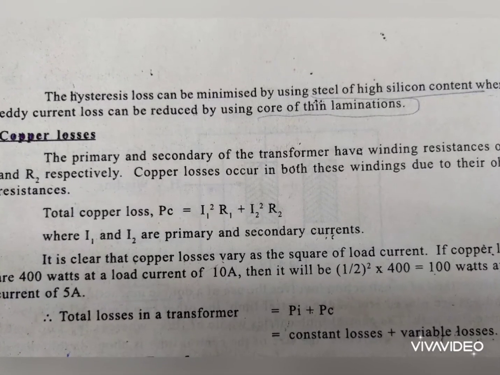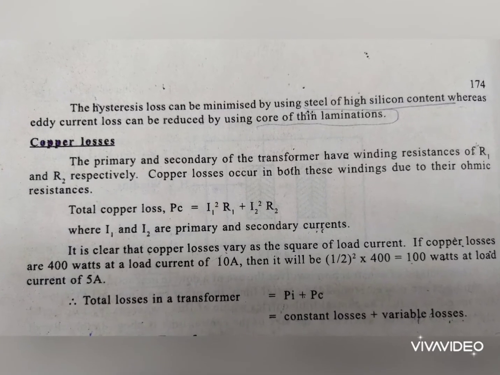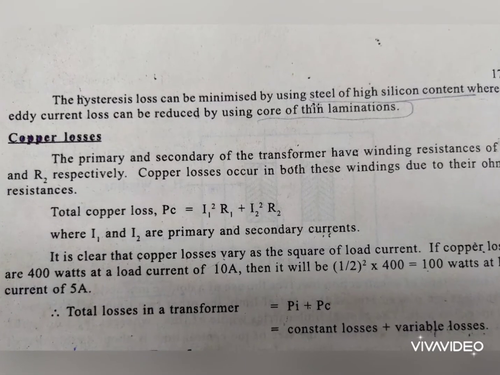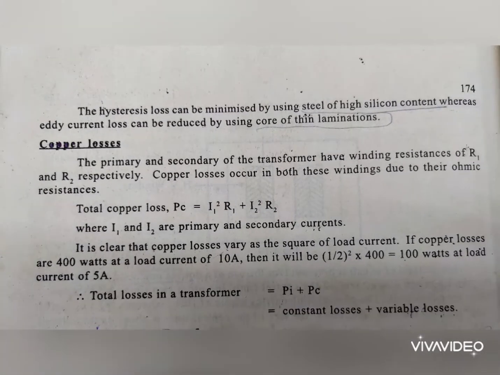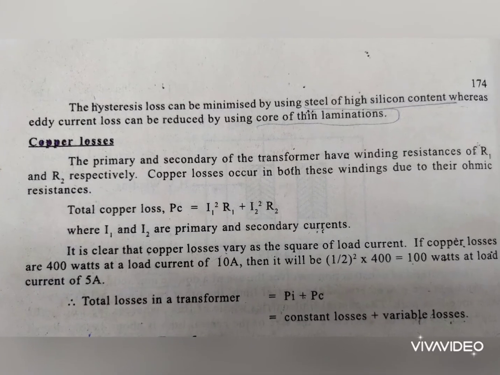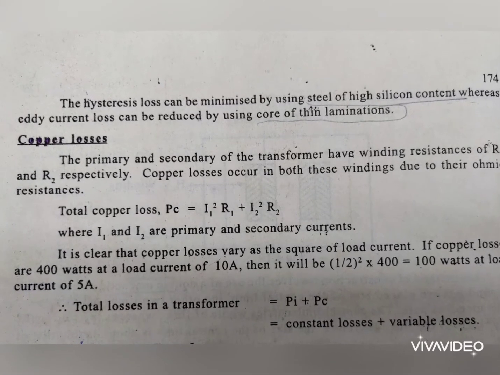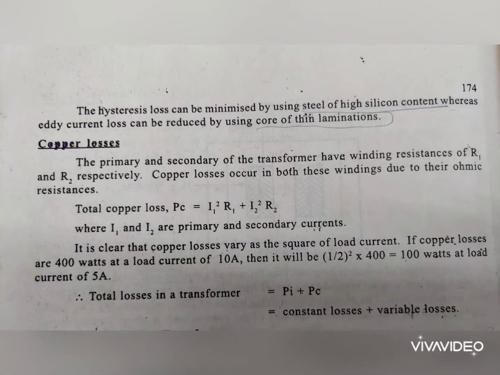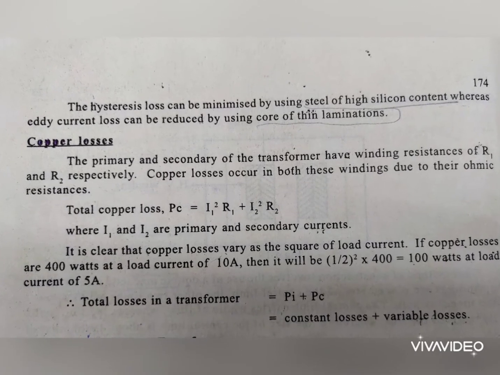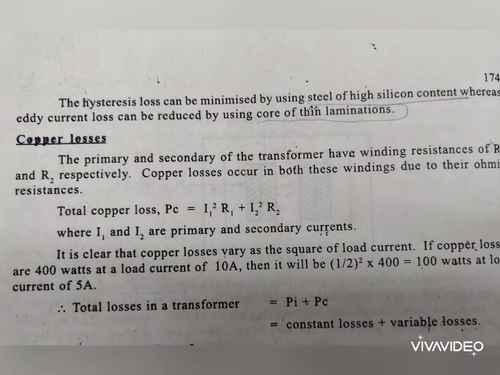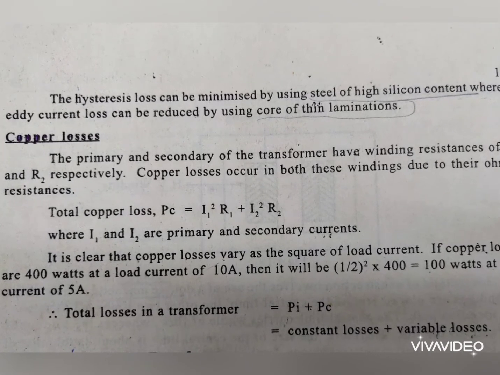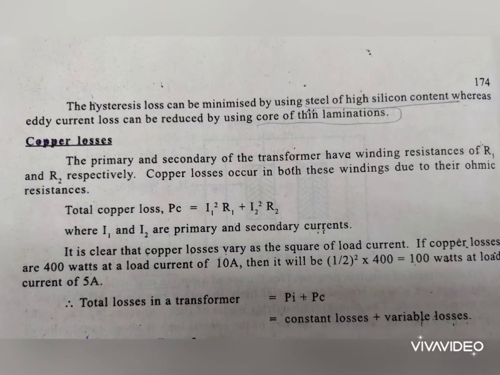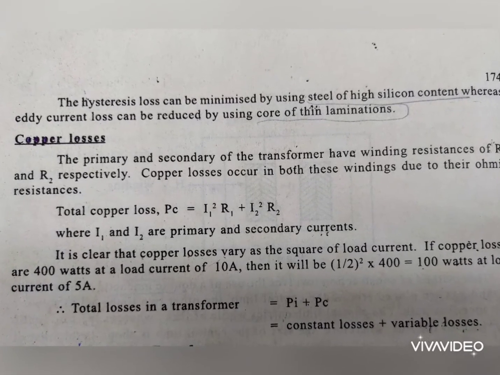Then what is copper loss? The primary and secondary of a transformer have winding resistances of R1 and R2 respectively. Copper losses occur in both these windings due to their ohmic resistances. Total copper loss Pc is equal to I1 squared R1 plus I2 squared R2, where I1 and I2 are the primary and secondary currents. It is clear that copper losses vary as the square of the load current. Total losses in a transformer is equal to Pi plus Pc, that is, constant loss plus variable loss.